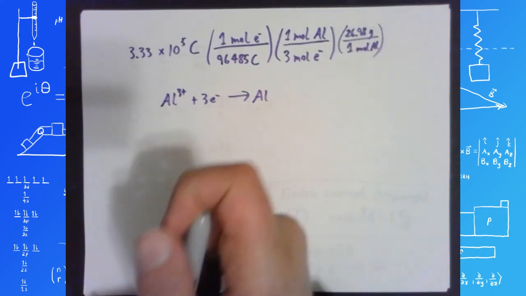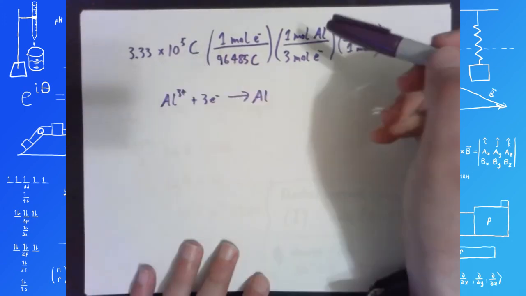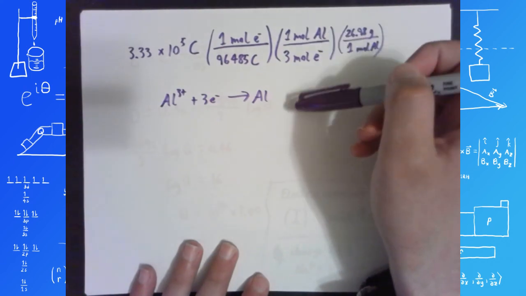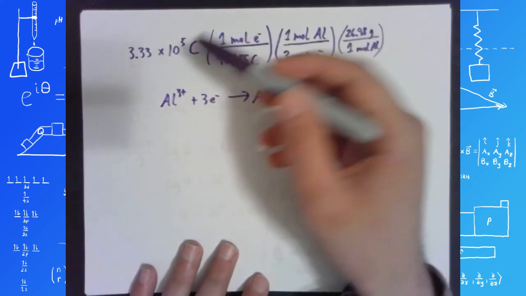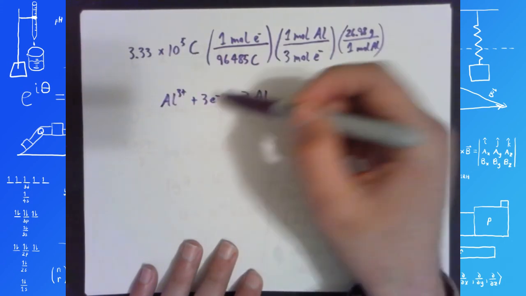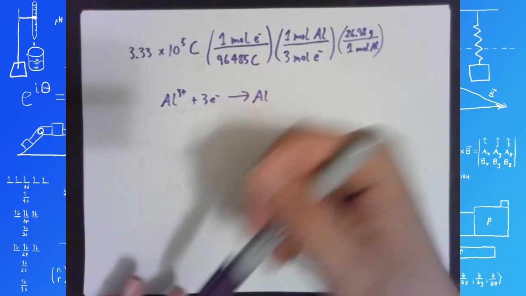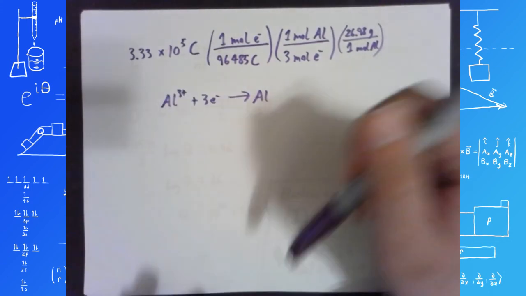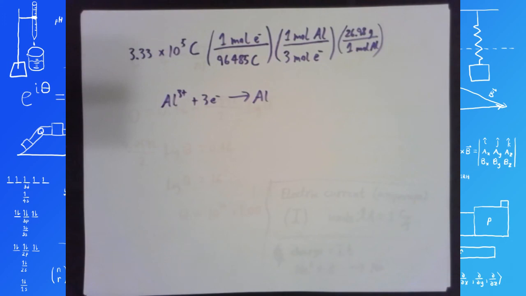The fact of the matter is, whatever electrons you give to aluminum equals the electrons that you take from the chloride. So the 3.33 times 10 to the 5 applies to both the aluminum and the chloride separately. But yeah, that's how you would set it up. So that tells you how much aluminum you've made. Of course, they could have made this into a full problem if they had given us an electric current and a time, but oh well.